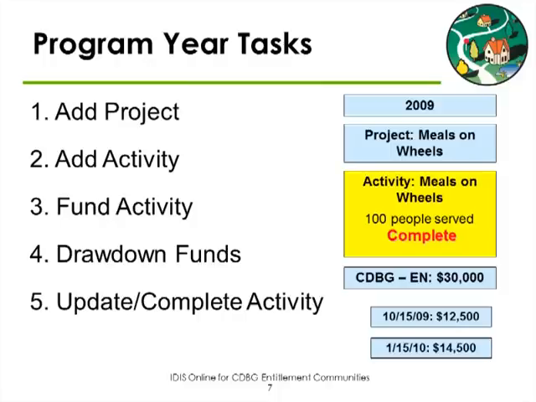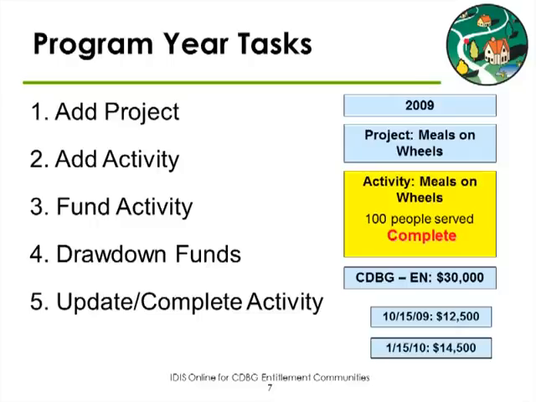The first thing you'll need to do is add projects for the new program year. The projects in IDIS will typically mirror the list of proposed projects in the action plan. Projects provide you a way to organize your data. You will see that there's not a lot of data collected at the project level. Most of the CDBG program data is entered at the activity level. For each project, you will set up at least one activity.